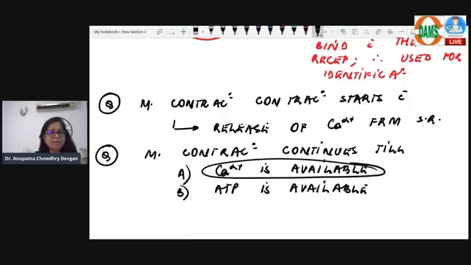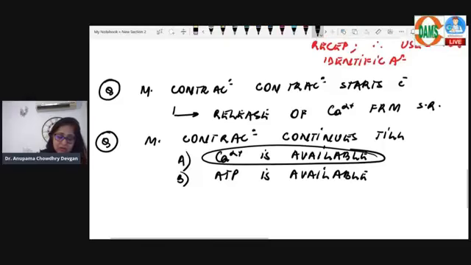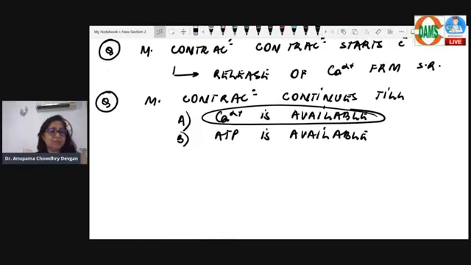See, ATP is never exhausted. Till we are alive, we will be able to generate ATP. So ATP is always available, either by aerobic metabolism or anaerobic metabolism. It will always be available. ATP is lost only after death. But as long as we are alive, ATP is going to be available. So muscle contraction will continue till calcium is available.